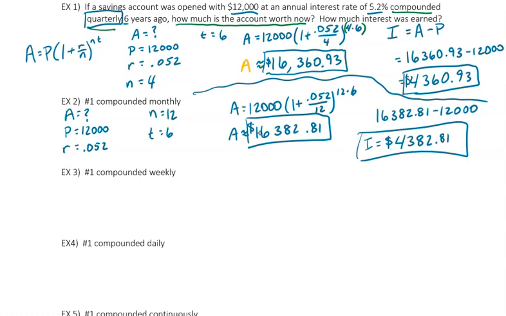All right, example 3 and example 4 follow the exact same pattern. You're just changing N. So weekly, well, there's 52 weeks in a year, so N would be 52. Daily, 365 days a year, so N is 365.